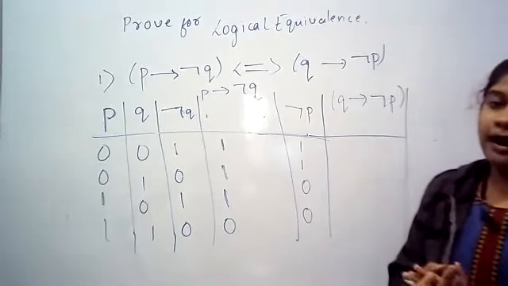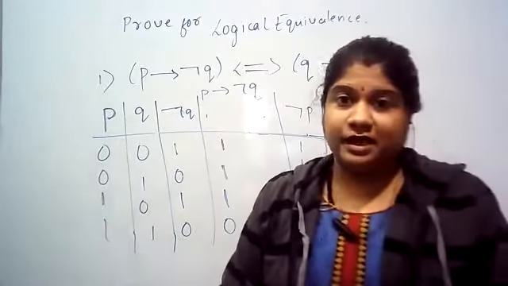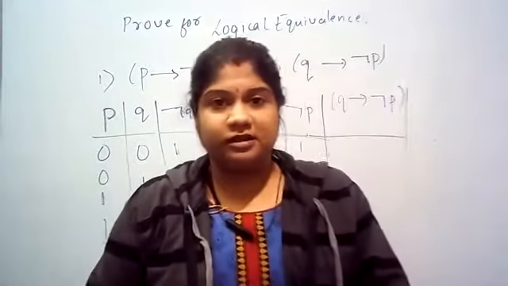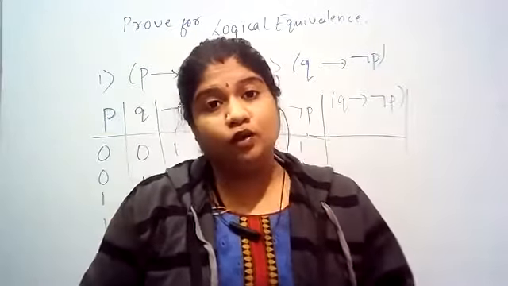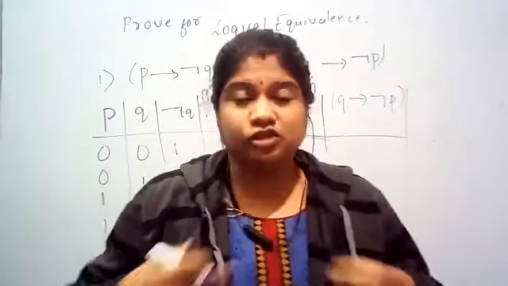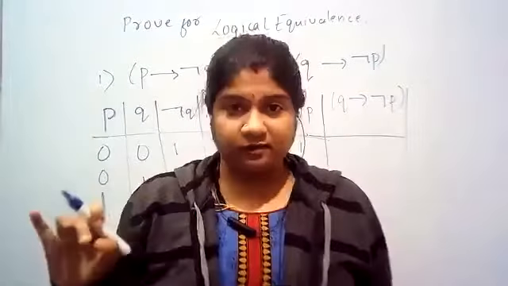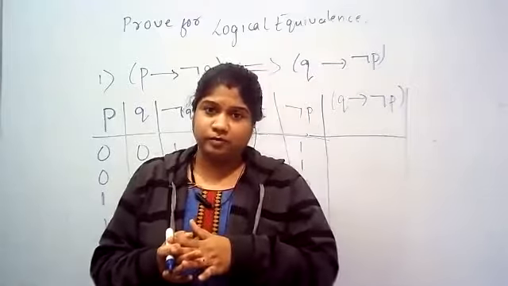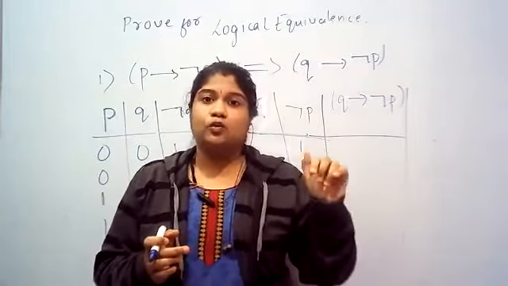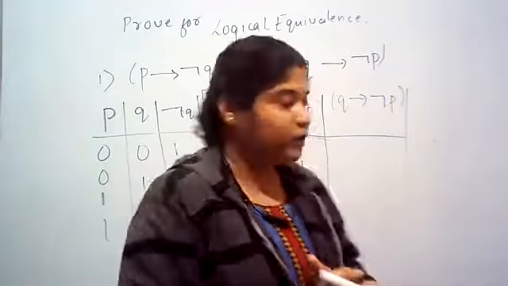I told you in the very first class, when I was explaining the condition, that P condition Q is not equal to Q condition P. And P condition Q, what I said, is 1101. Last result is 1101. Then what is Q condition P? Q condition P is 1011. I'll show you how it works.